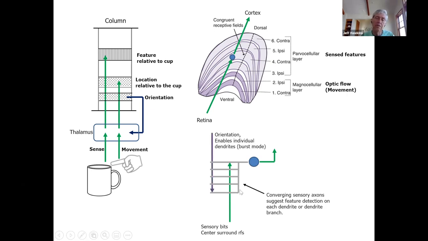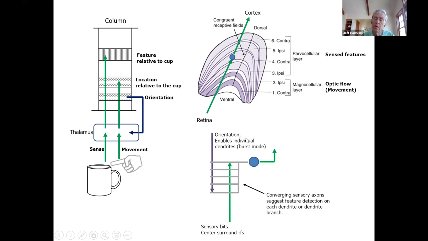Then of course, there's this feedback coming from the cortex itself. That's this purple line. I'm arguing that's orientation. There are even more of these axons, and so that suggests the individual axon dendrites at the ends are also recognizing patterns.